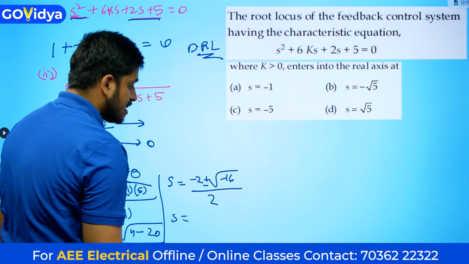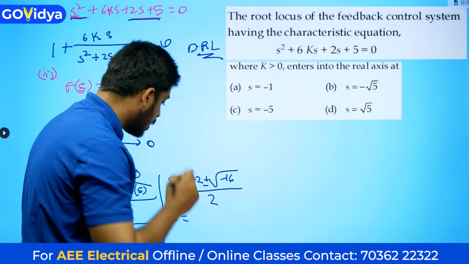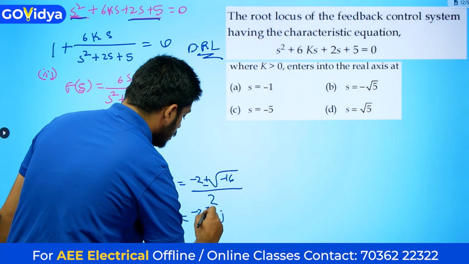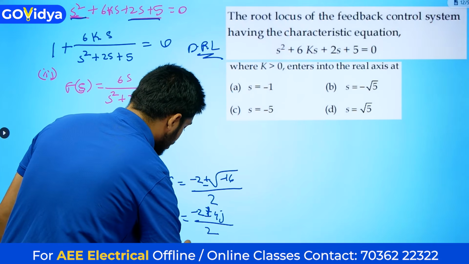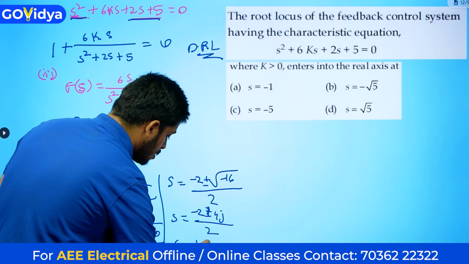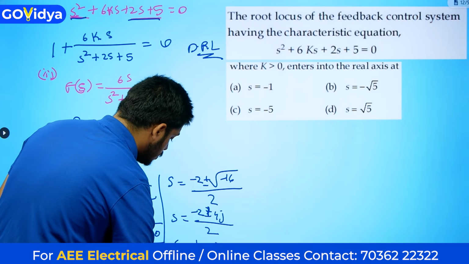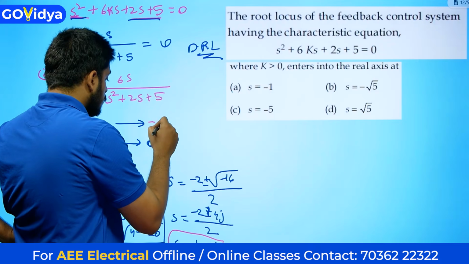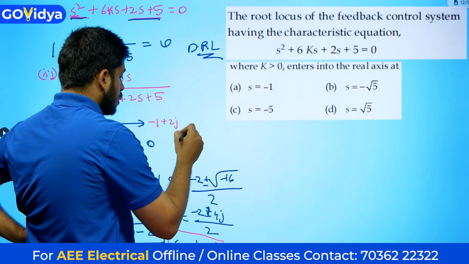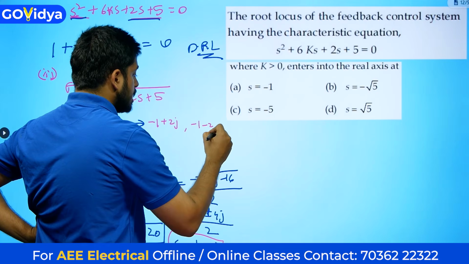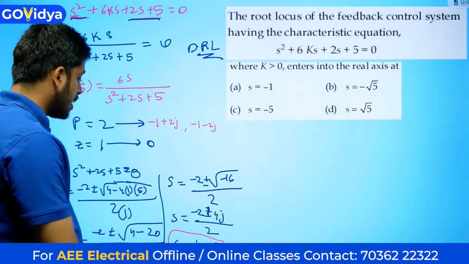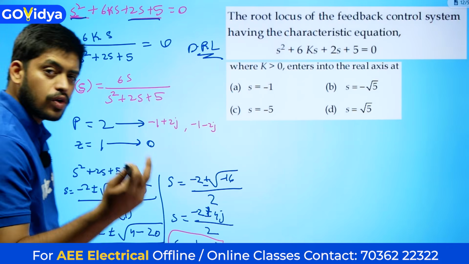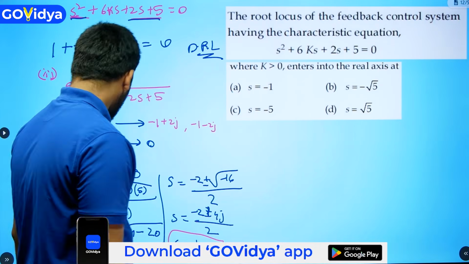Root of minus 16 is nothing but 4j. So minus 2 plus or minus 4j by 2. Solving this again, dividing by 2, we get minus 1 plus or minus 2j. These both are my poles. So one pole is minus 1 plus 2j, and the other is minus 1 minus 2j. These both are my poles and 0 is my zero. Next, there is no need of the centroid. When it is not required, we need not find it.